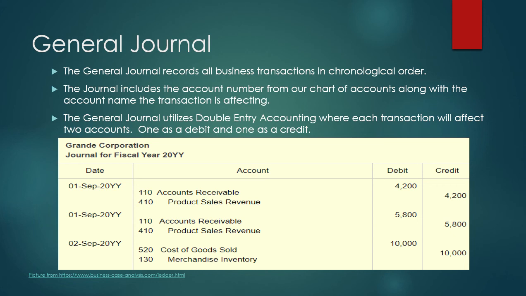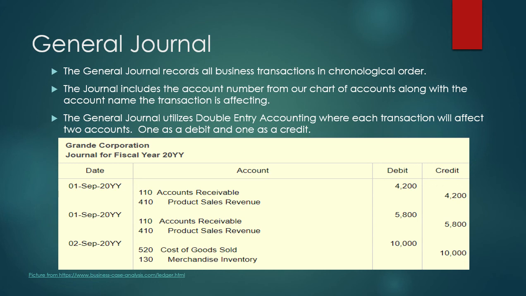The general journal utilizes double entry accounting where each transaction will affect two accounts. Always one is a debit and one is a credit. Again, I'm not an accountant, but I think for our understanding here, we just have to realize that one transaction gets listed twice.